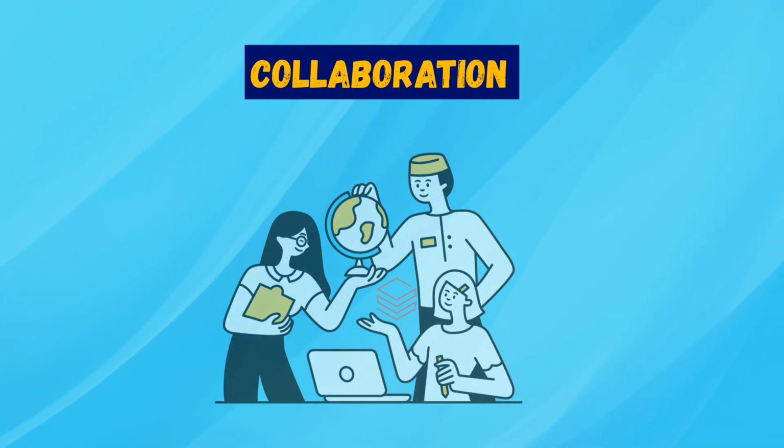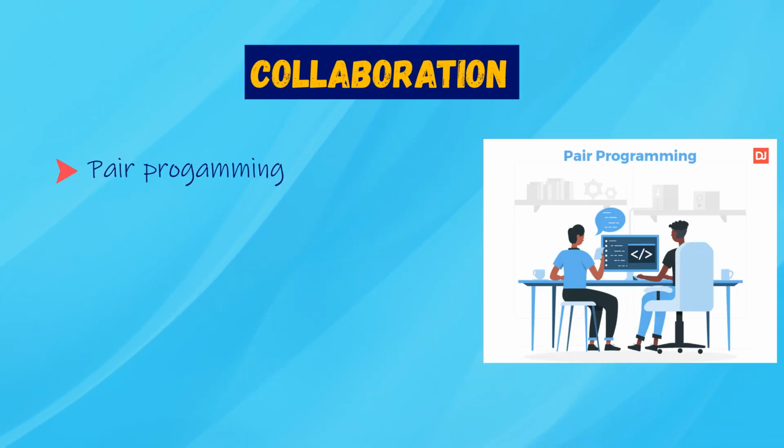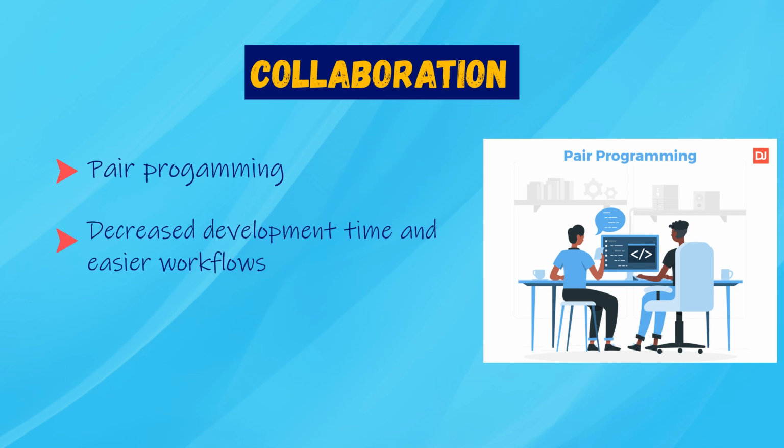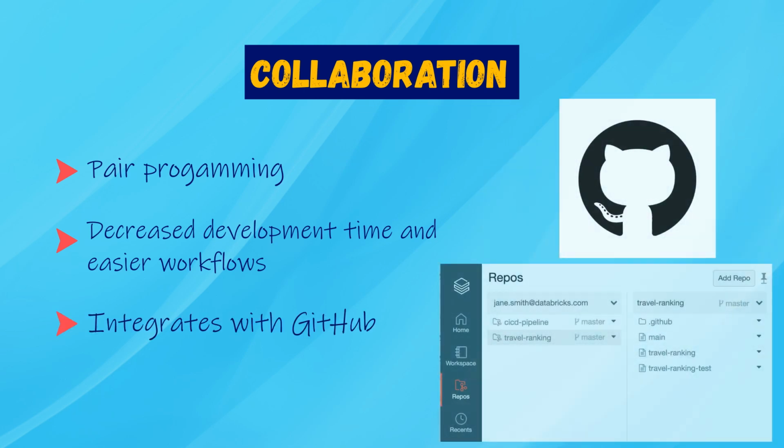Collaboration. Pair programming is possible on one or more notebooks, allowing easy collaboration. This speeds up workflow and decreases development time. GitHub repositories can also be connected to Databricks, allowing version control of one or more notebooks. Changes can be pushed or pulled to repositories, and pull requests can be made within the platform itself.